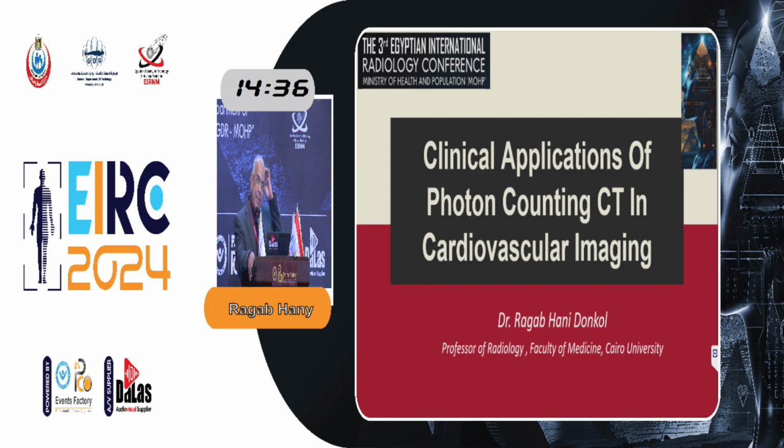طبعا كلكم عارفين ان السي تي سكان invented in 1971, and after this invention CT developed three innovations. First innovation was in 1980 by the discovery of spiral CT with rapid image acquisition. Then in 2000 the innovation of multi-detector CT scan, which started by dual, 16, 32, 64, till we reached now to more than 1,000 multi-detector CT scan.